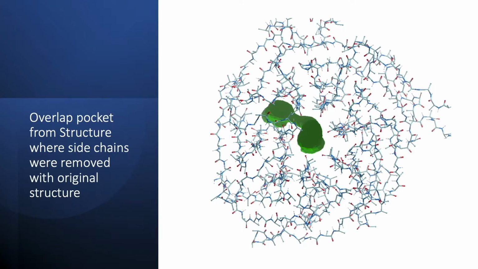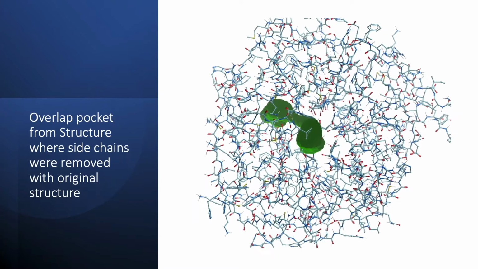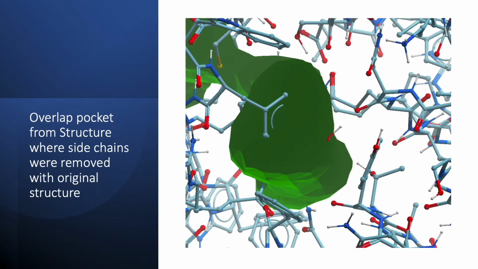After finding the pocket that goes between the backbone atoms, the pocket was then overlapped with the original full structure. This shows us exactly what side chains are blocking the pocket from being formed. In this case, on the EED structure, this one residue is blocking it.